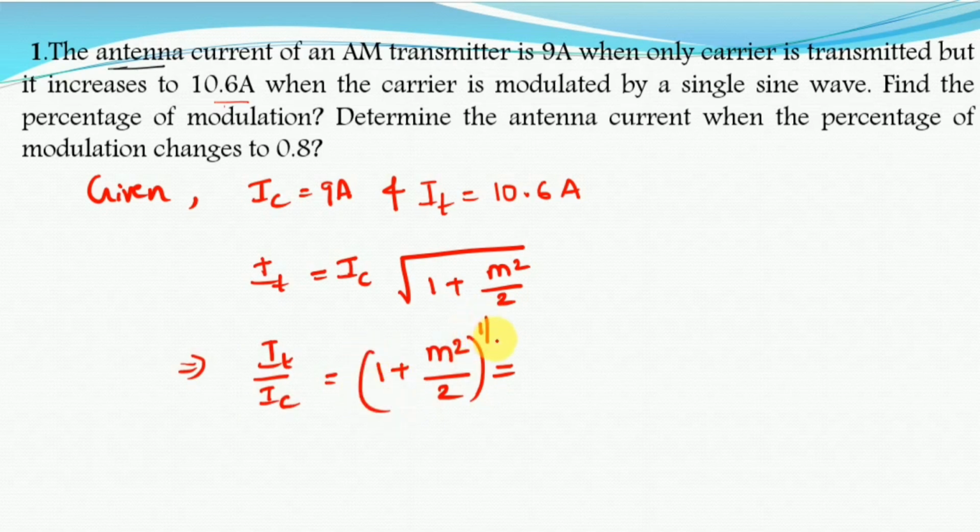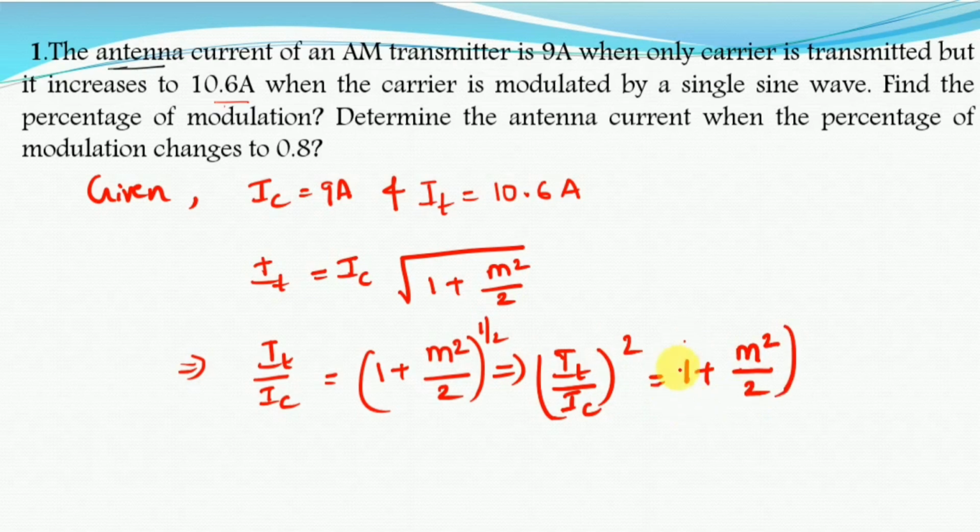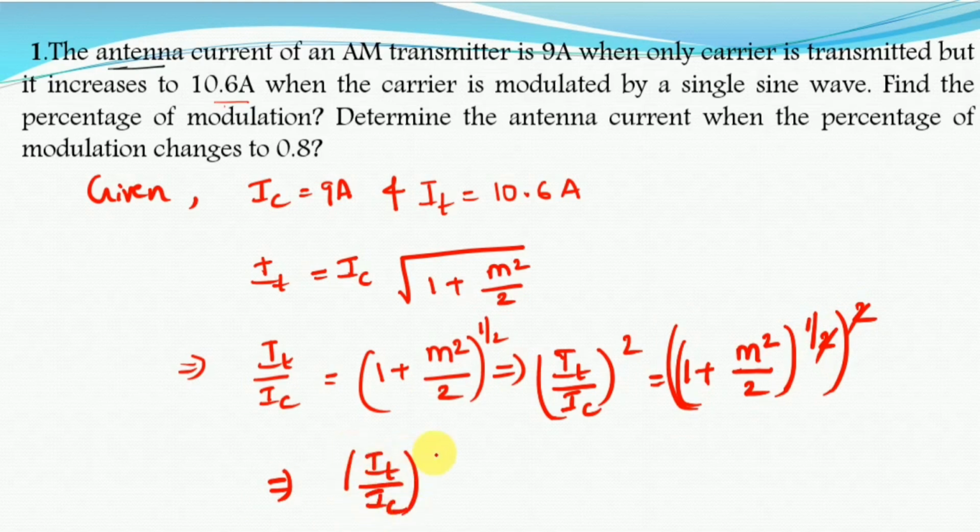which implies, just do squaring on both sides, we can get IT by IC whole square is equal to 1 plus m square by 2 whole power 1 by 2 and it is whole square. So the square and the power 1 by 2 get cancelled. So finally we will get IT by IC whole square is equal to 1 plus m square by 2. Now solve this equation in order to get the value of m.